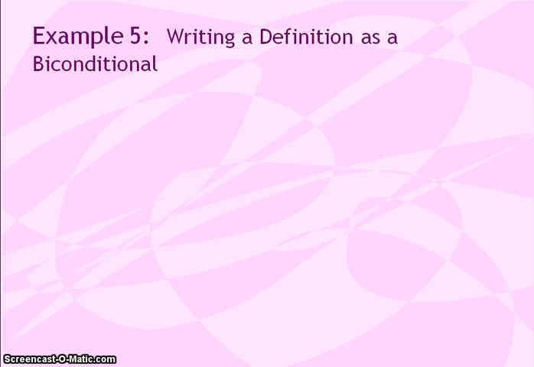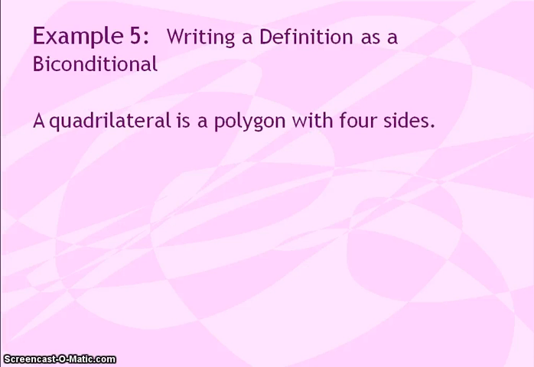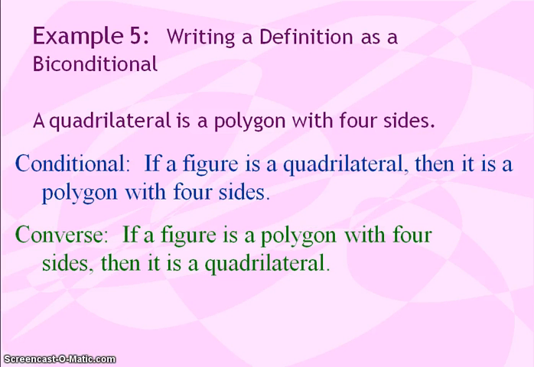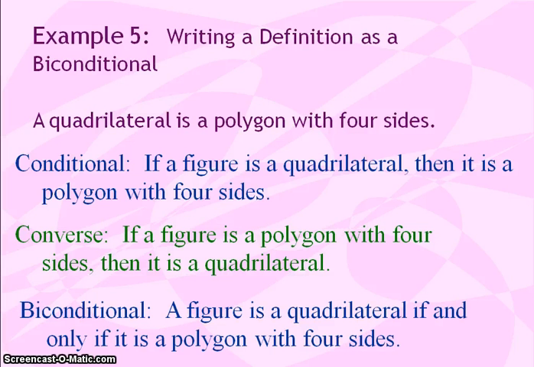So let's practice writing definitions as biconditionals. A quadrilateral is a polygon with 4 sides. The conditional is, if a figure is a quadrilateral, then it is a polygon with 4 sides. Let's look at the converse. If a figure is a polygon with 4 sides, then it is a quadrilateral. If both of these are true, which they are, then we can write a biconditional, which becomes a good definition.